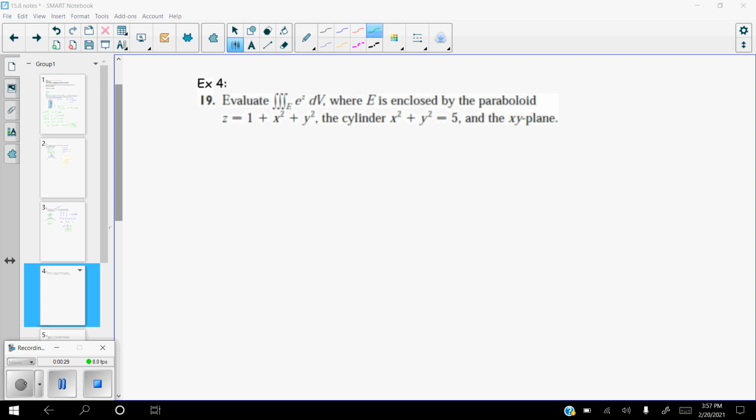All right, so let's see. Example number 4 here. We want to evaluate the triple integral of e to the z dV, where E is enclosed by the paraboloid z equals 1 plus x squared plus y squared, the cylinder x squared plus y squared equals 5, and the xy plane. All right, so this one we probably want to give a little sketch to.